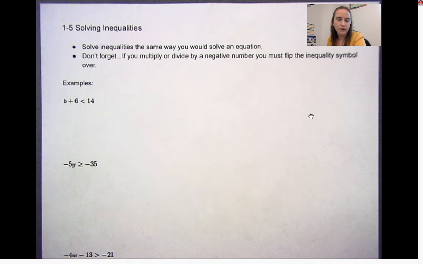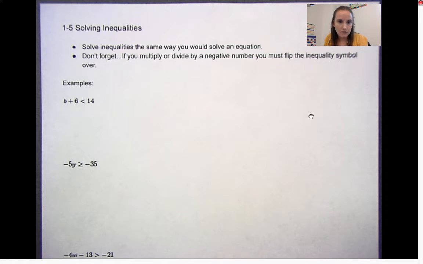This is 1-5 solving inequalities. So you can solve inequalities the same way that you solve an equation, except there's not just going to be one solution. There's going to be multiple solutions. If I said x is less than 4, then there are many numbers that are less than 4 that would be true for that answer.